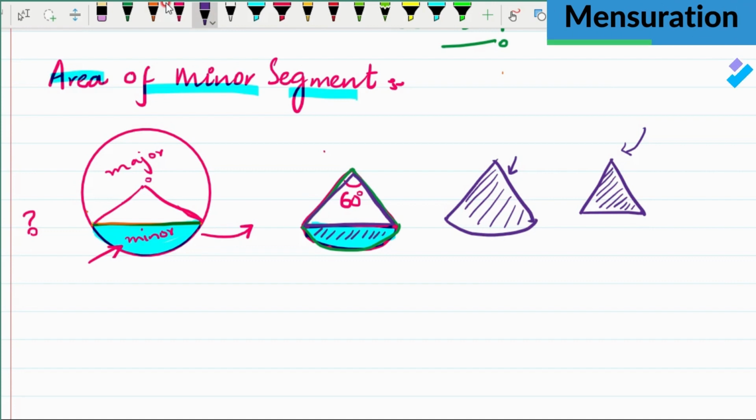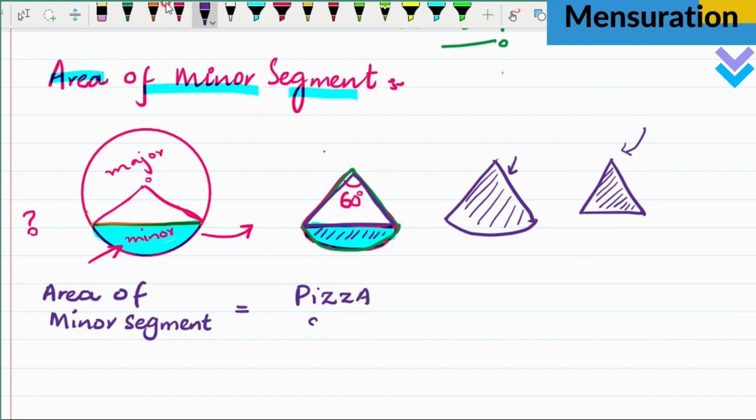So let's take a start. How can we do the working? The working will be: area of minor segment will be pizza slice, or you can say, let me draw a shape here because I'll be comfortable to draw the shape. Pizza slice and triangle, right? Okay, so what is the formula of the area of a pizza slice and the area of a triangle?